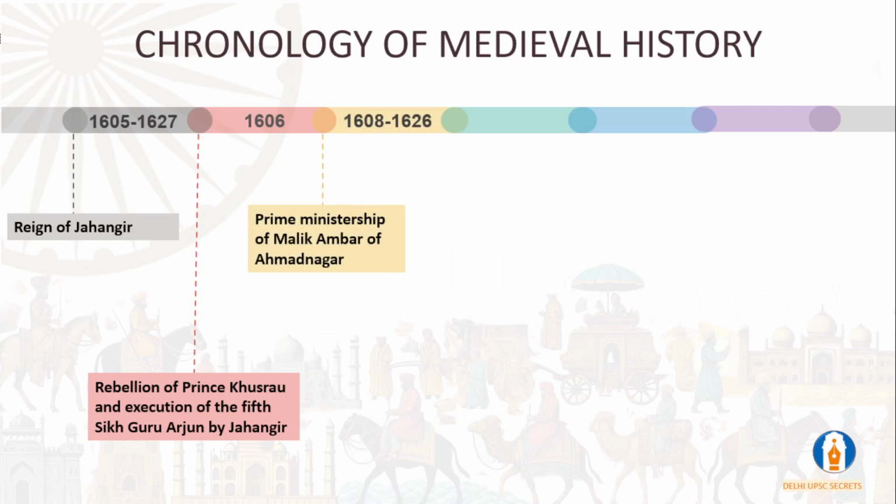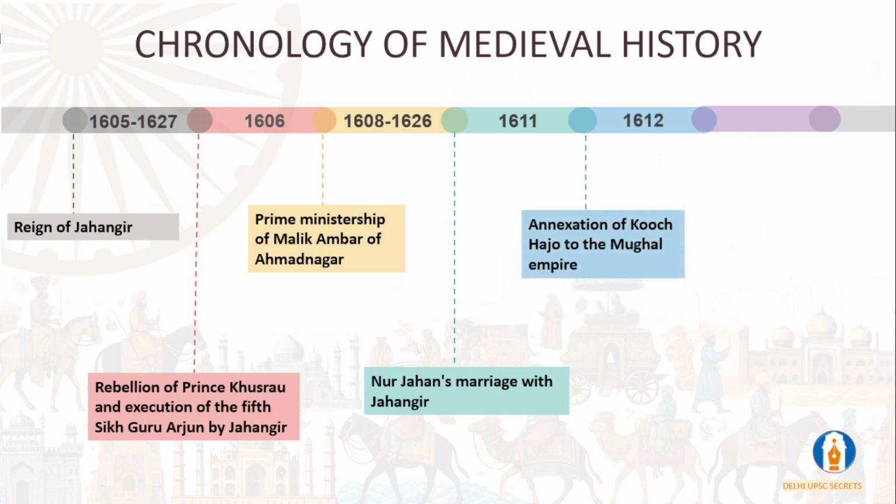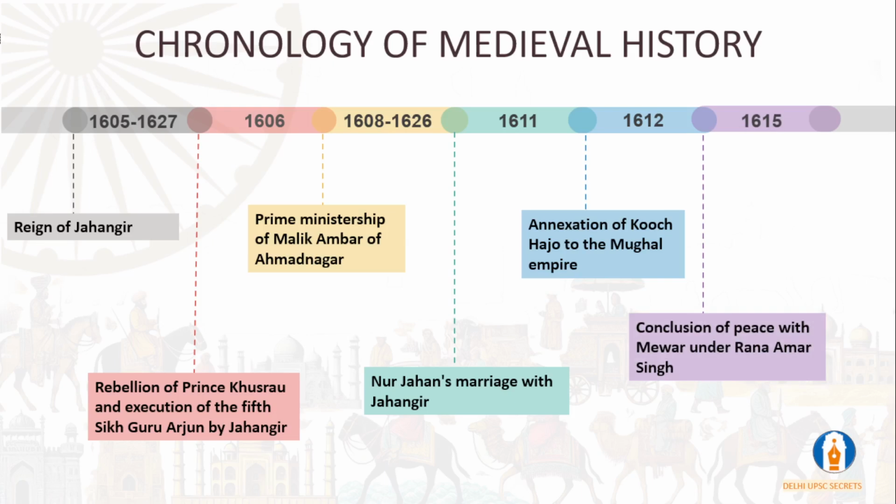1606 to 1626, the prime ministership of Malik Ambar happens in Ahmednagar. 1611, Noor Jahan's marriage happens with Jahangir. And 1612, annexation of Koch Hajo to the Mughal Empire happens. 1615, conclusion of peace with Mewar under Rana Amar Singh happens.